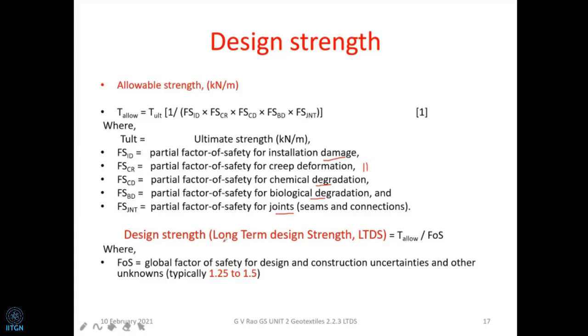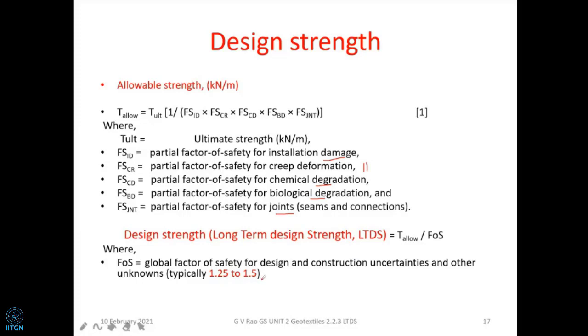But then the actual strength you are going to use will be obtained as T allowable divided by the factor of safety, which is called the global factor of safety, and this is also mentioned in many cases. Typical ranges are between 1.25 and 1.5. So this is the actual determined value based upon all the factors, and the FOS depends on the confidence you have in the construction. If you think it is a good construction, 1.25. If you think the construction is not very well controlled, the factor can be 1.5.